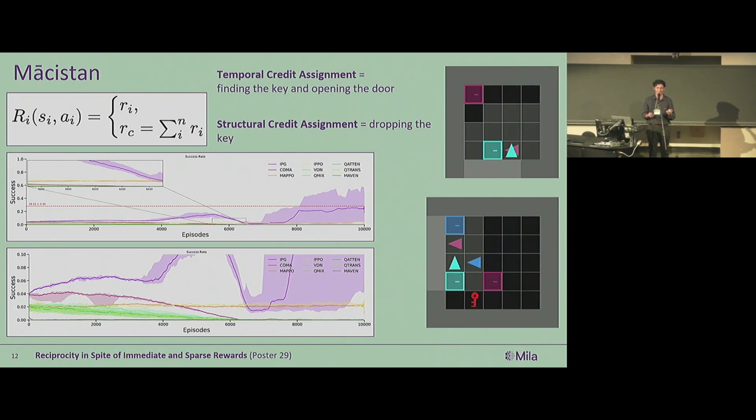But unique to this environment is that if all agents are able to open their doors, there is a large collective reward that is propagated to every agent that's larger than the immediate reward. This is an example in multi-agent settings of structural credit assignment. Essentially, the key action that agents have to learn is to drop the key.